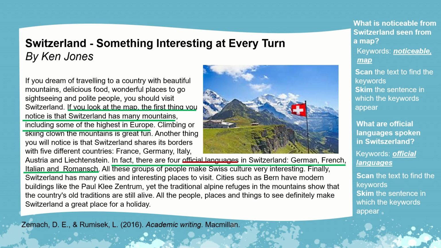That's how you apply scanning and skimming to answer the question. This will reduce lots of time, so you can answer the question more quickly. You don't have to read every word here. You just read one sentence for each question. That's how you scan, and that's how you skim, and you can apply it in reading the text in ELPT tests.